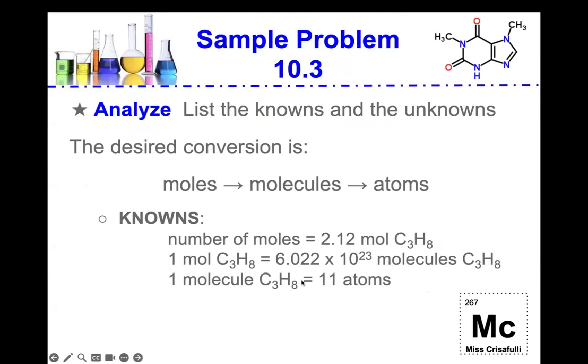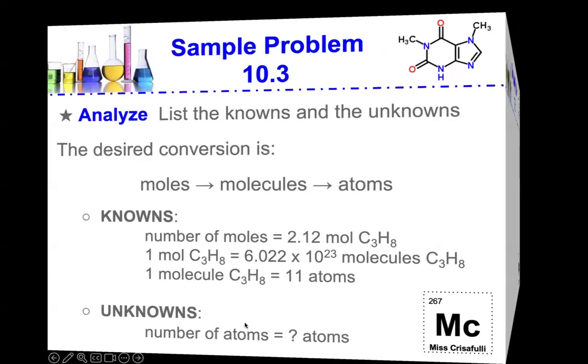How did we get that? Well, we just count up the number of atoms. We have 3 carbons and 8 hydrogens. So 8, 9, 10, 11, we get 11 atoms. And then the unknown that we're trying to get to will be the number of atoms. So let's set up our problem.